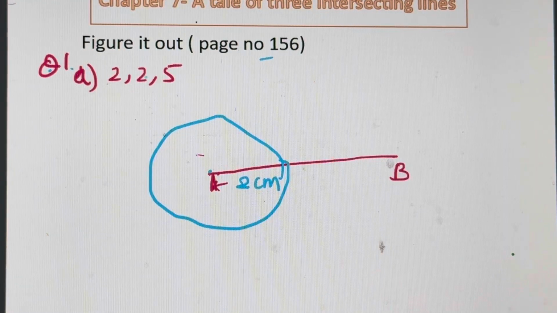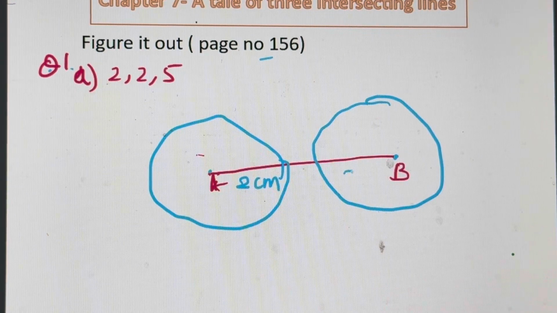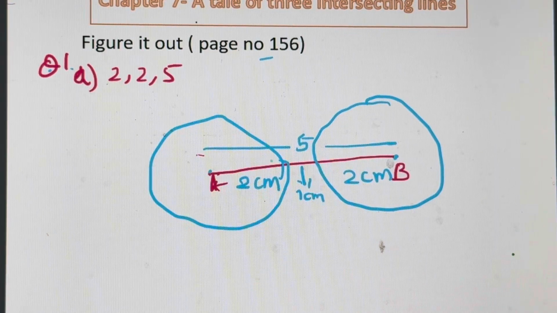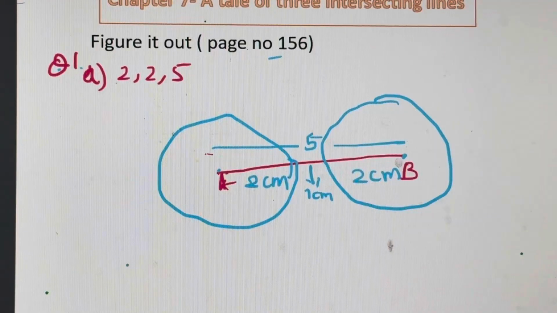Now the other side is also 2 centimeter. We take the center as B and we form another circle. This is also 2, right? Total is 5 centimeter, because AB is 5. So the remaining will be 1 centimeter, right? So this is how you can visualize. So we can see that the circles are not intersecting.